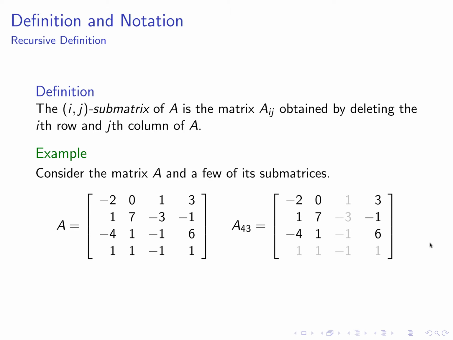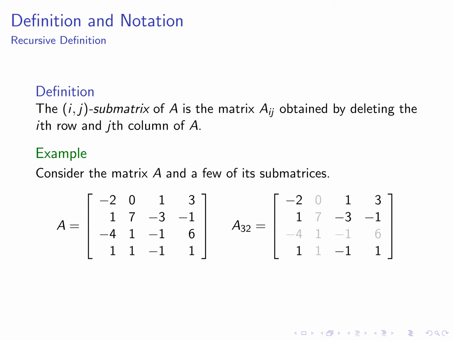The 4-3 submatrix is constructed similarly, except now we're deleting the fourth row of our matrix and the third column of our matrix. And the 3-2 submatrix is also defined similarly. Now we're deleting the third row of our matrix and the second column of our matrix.